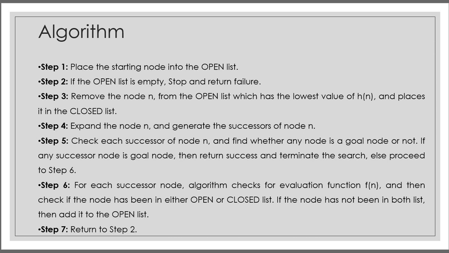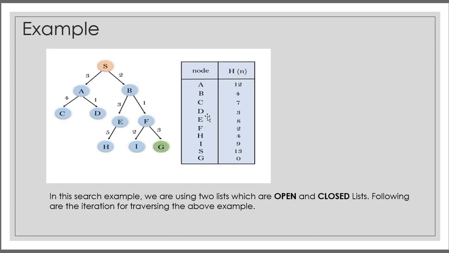In step 6, for each successor node, the algorithm checks the evaluation function f(n) and then checks if the node has been in either the open or closed list. If the node has not been in both lists, then add it to the open list. Step 7, return to step 2. For an example, this is the figure of the example. In this search example, we are using two lists, which are the open and closed lists. Following are the iterations traversing the above example.